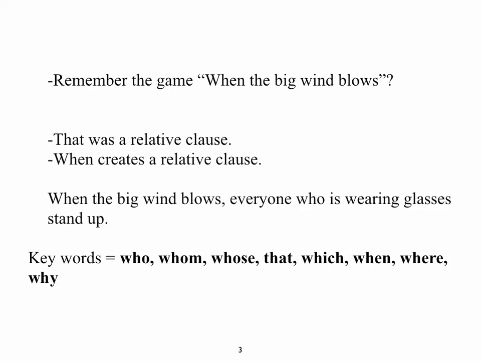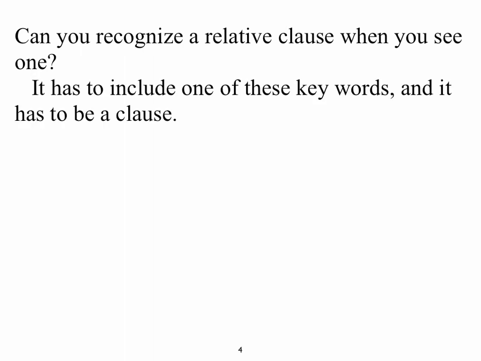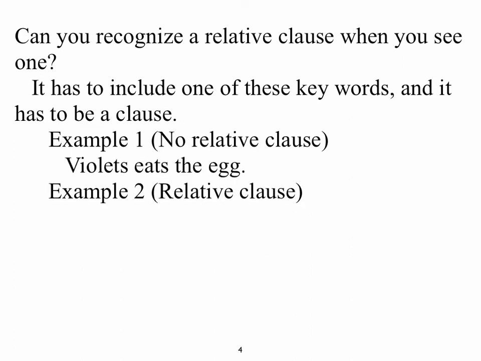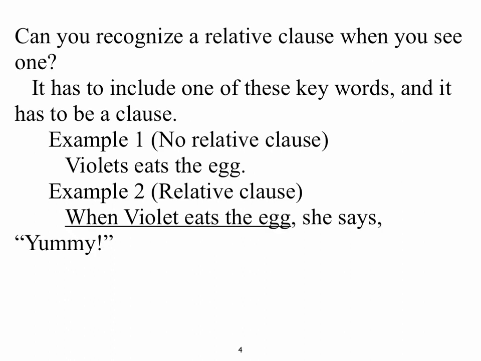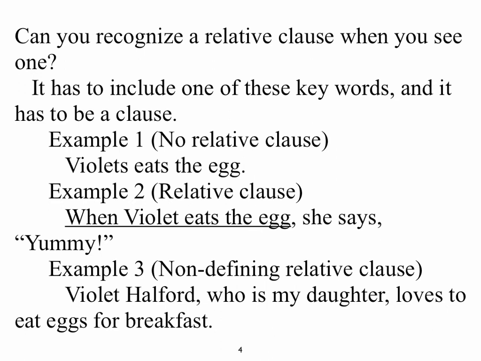The key words for relative clauses include who, whom, whose, that, which, when, where, and why. Can you recognize a relative clause when you see one? It has to include one of those key words, and it has to be a clause. So example number 1, Violet eats the egg, not a relative clause. However, you can turn it into a relative clause if you write, when Violet eats the egg, comma, she says, yummy. You also have defining and non-defining relative clauses. Here's an example of a non-defining relative clause. Violet Halford, who is my daughter, loves to eat eggs for breakfast.